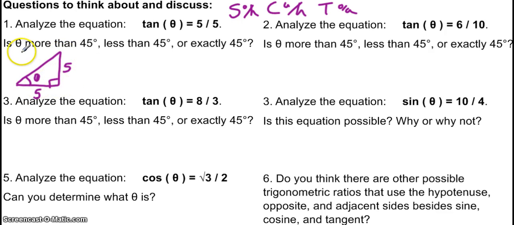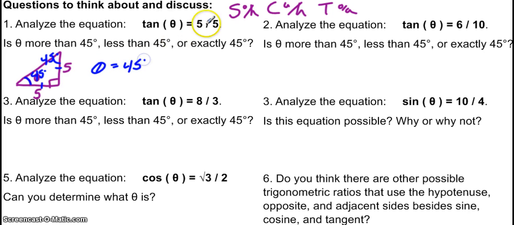And so when I ask the question, is theta more than 45 degrees, less than 45 degrees, or exactly 45 degrees, I can notice that this triangle is actually an isosceles triangle, because those are both congruent sides. And as a result, the base angles, these two here, will be congruent, and since it's an isosceles right triangle, those two angles are exactly 45 degrees. This is a 45, 45, 90 triangle. So theta is exactly 45 degrees.